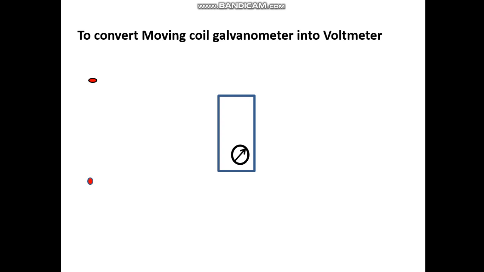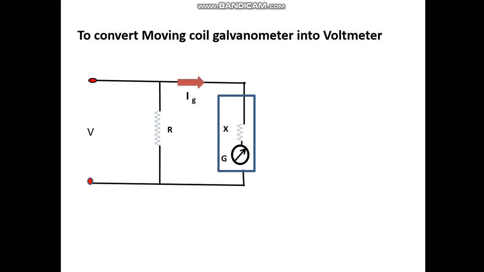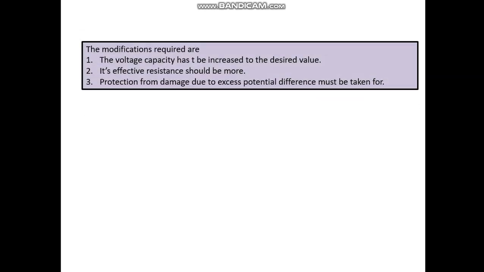Now let us see how to convert this moving coil galvanometer into a voltmeter. This is the galvanometer which is connected to a high resistance X. R is the external resistance across which the voltage V is measured. Thus, the modifications required are: the voltage capacity has to be increased to the desired value. Its effective resistance should be more. Protection from damage due to excess potential difference must be taken care of.